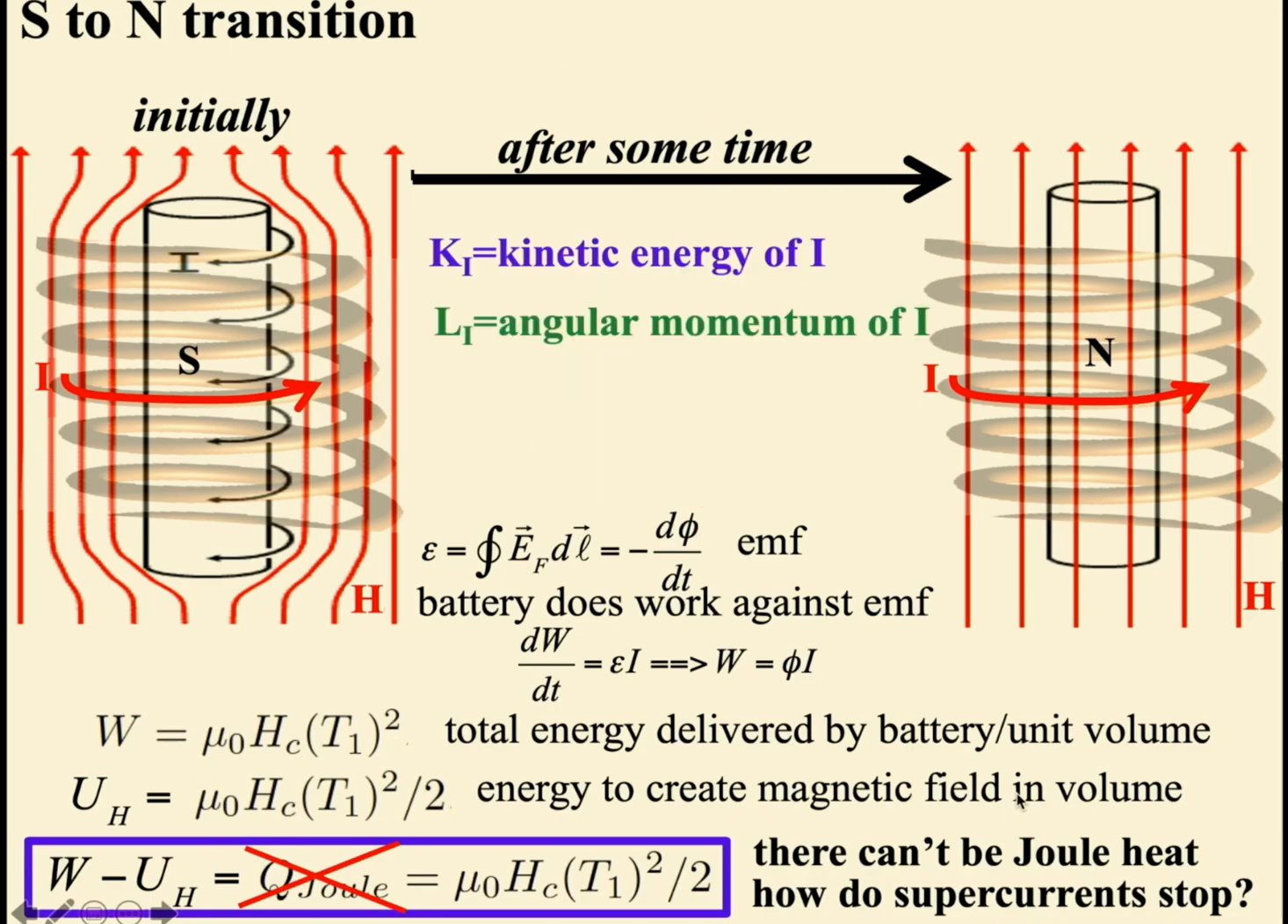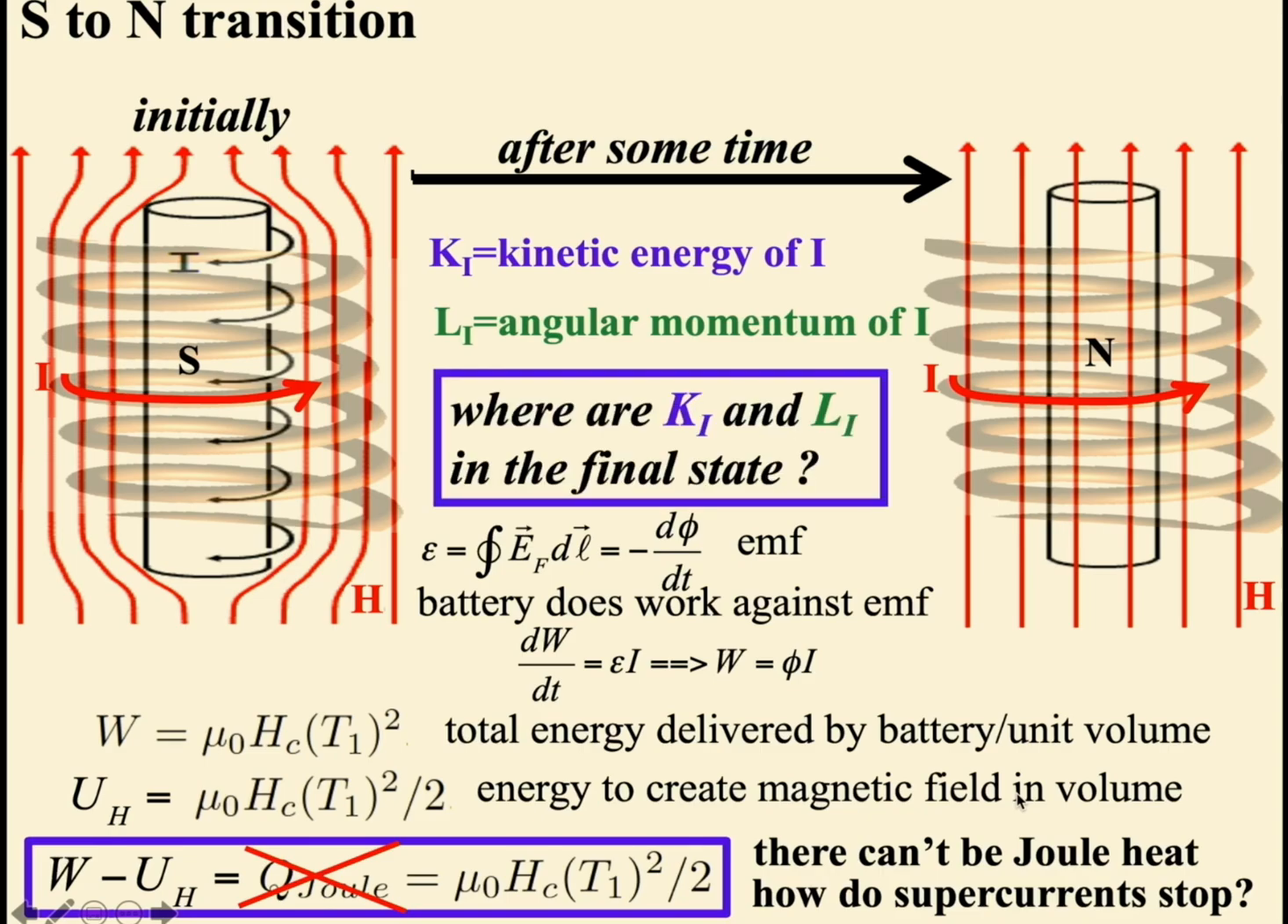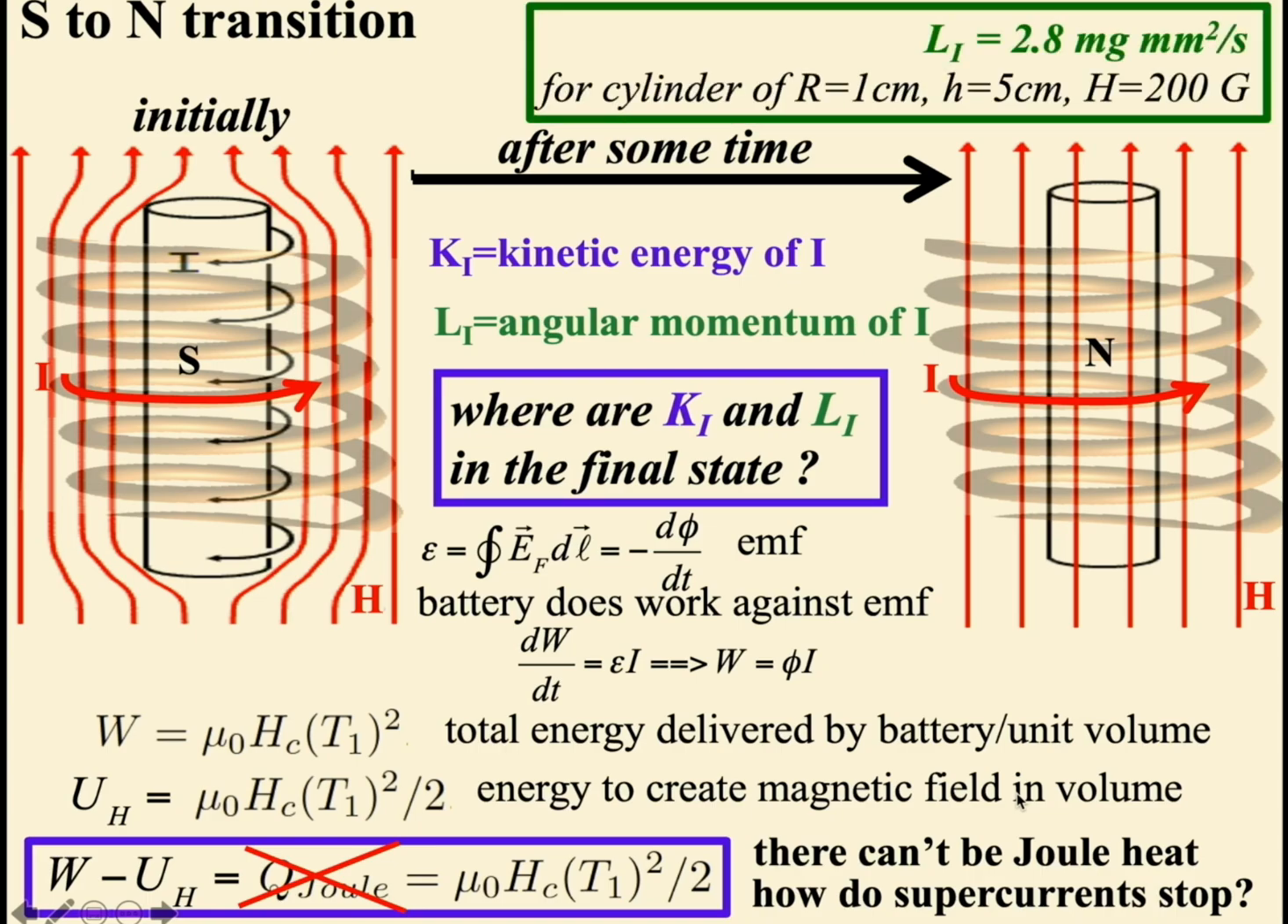And also we can think about the initial state has both kinetic energy and angular momentum of the current. Where are those in the final state? Where do they go and how? And these are macroscopic quantities. For example, this is one example of what is this angular momentum of the current initially that is not there in the final state.